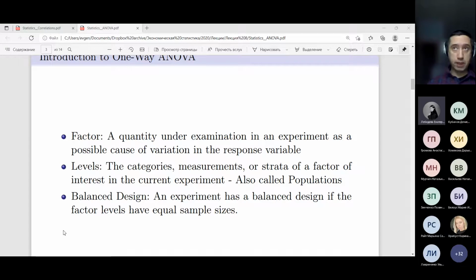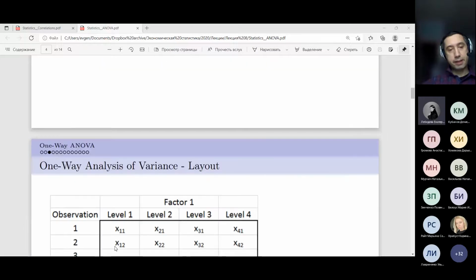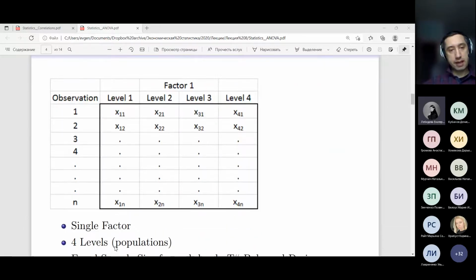By the way, in practice we rarely work with a balanced design. So in most cases, our design is unbalanced. But if you want to apply ANOVA, you should always find the factor, levels, and response variable. By the way, it's pretty easy and it is clear from the task. Well, now this is an example.